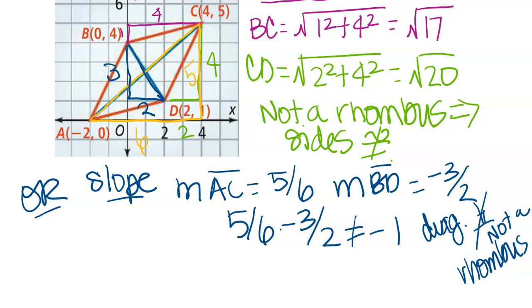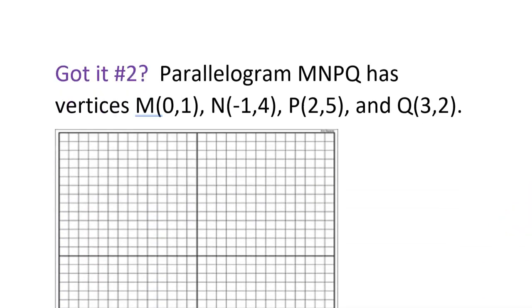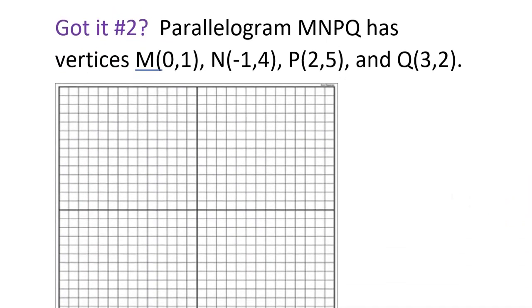Now, I want you guys to do this one with me, this next one. So grab some graph paper, and this one's going to be a parallelogram, so it has 4 ordered pairs. I'm going to pause this while you guys graph.